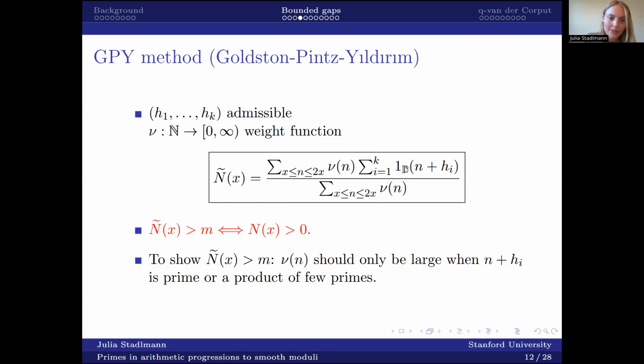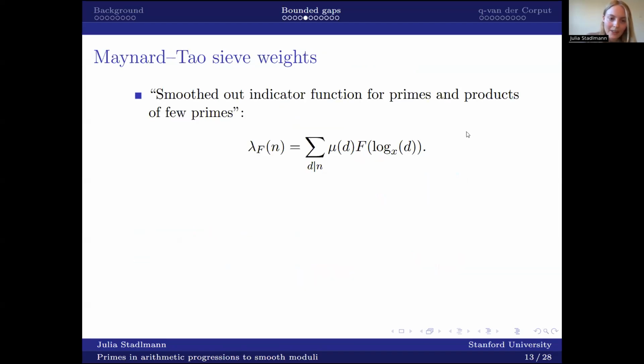And for that purpose, Maynard and Tao came up with the Maynard-Tao sieve weights, and they look as follows. So first, we have a function lambda f, which is a convolution of 1 and mu(d) times f of log d over log x, where f is some smooth, compactly supported function. And in sieve theory, it's known that this function can be viewed as a smoothed out version of an indicator function for primes and products of few primes.